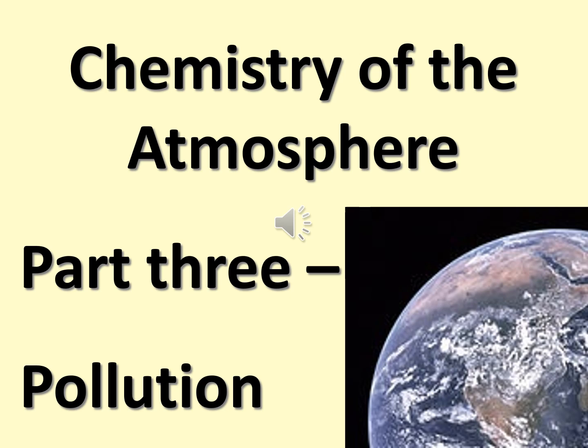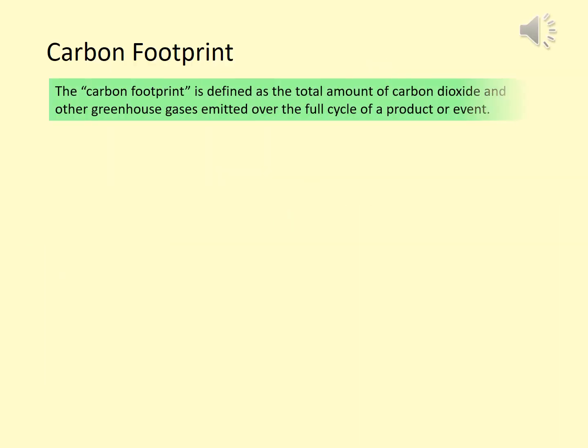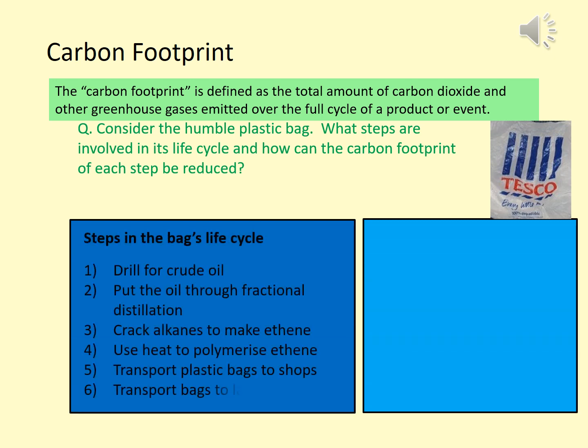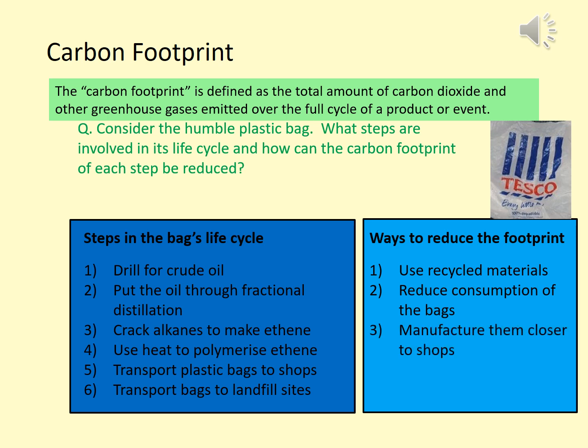In part 3 of Chemistry of the Atmosphere, we look at pollution and carbon footprint. We need to make sure that we have a definition for carbon footprint and we understand the different types of pollution. The carbon footprint is defined as the total amount of carbon dioxide and other greenhouse gases that are emitted over the full cycle of a product or an event.